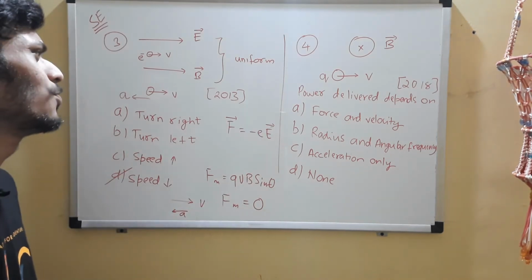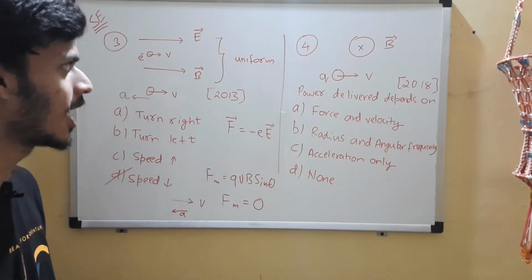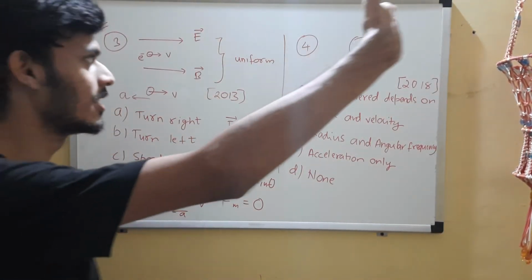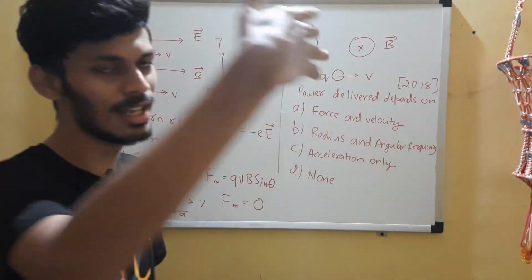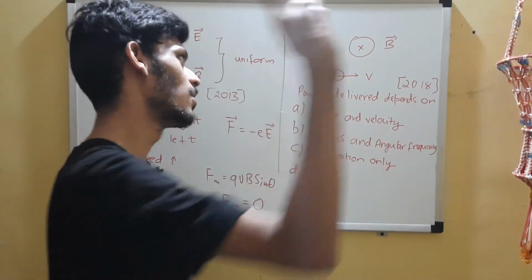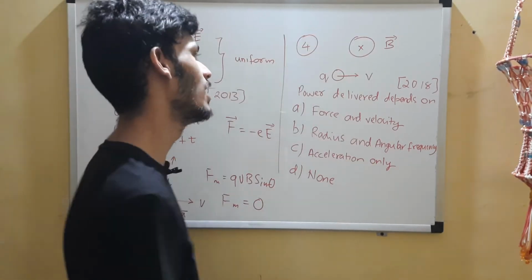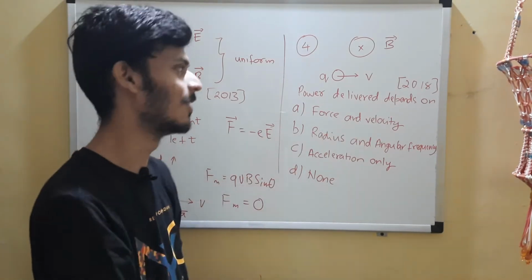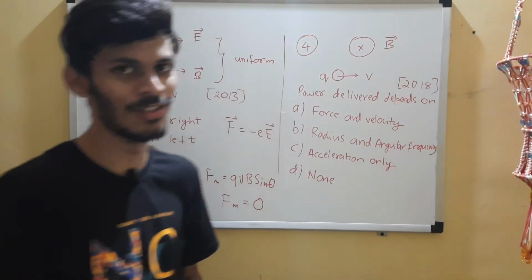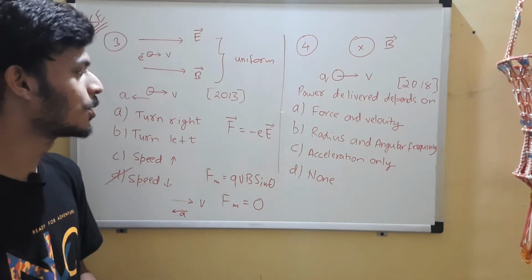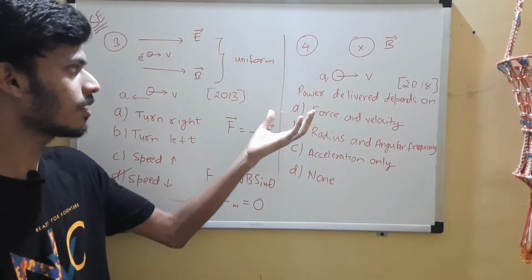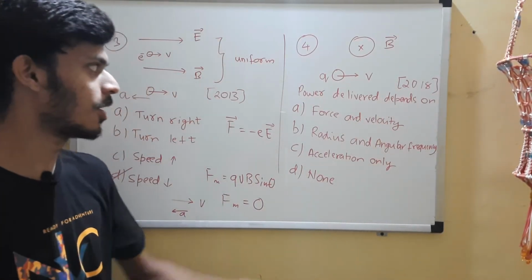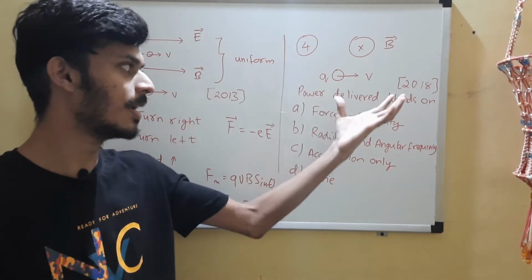Now let's come to question 4. In this question you have a charge, and you also have a uniform magnetic field region. The magnetic field is as shown. I hope you know what this means: the magnetic field is inward into the plane of this board. You are going to release a charge in the plane of this board, from left to right. It will perform circular motion. You are supposed to tell what the power delivered to this charge will depend on.